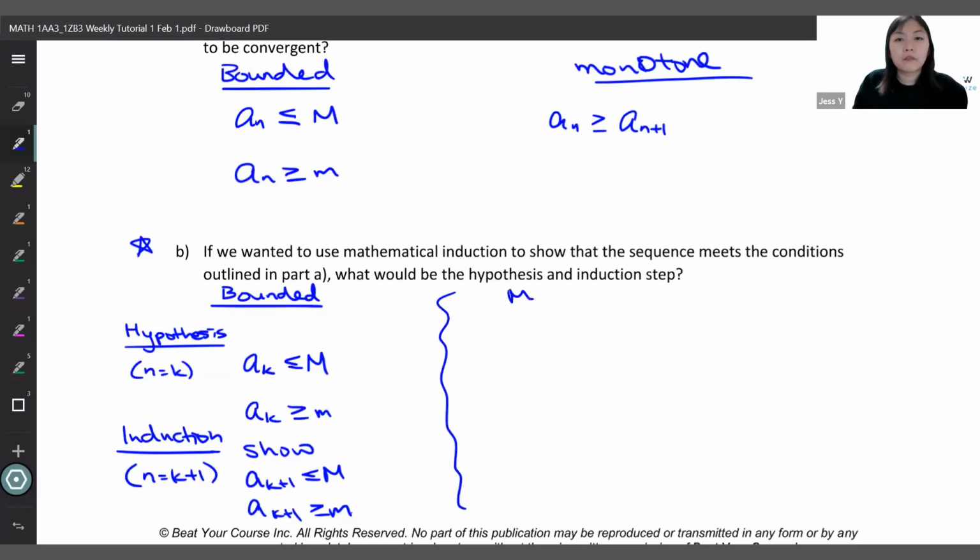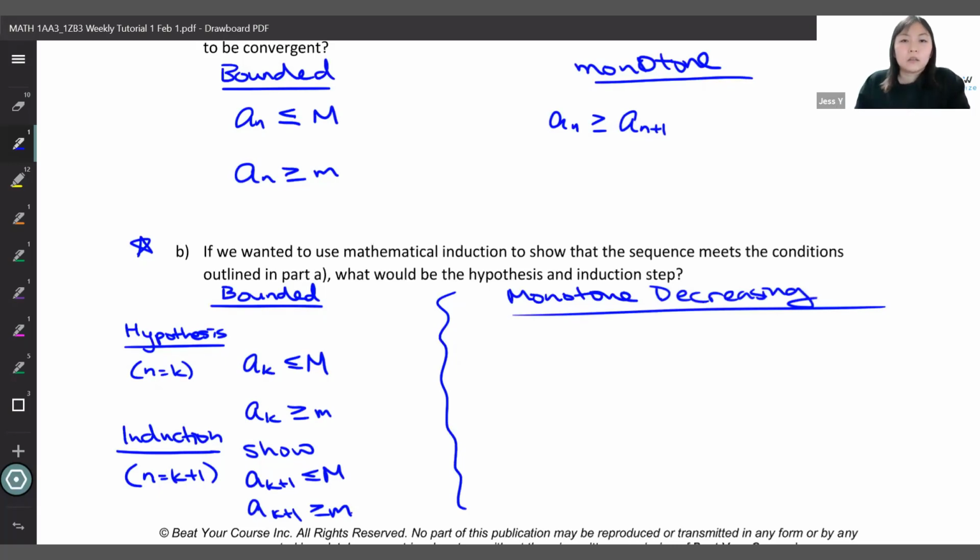Now let's do the same thing for monotone decreasing. I'll actually write it out. Decreasing. Okay. So the hypothesis, n equals k. We're assuming that this is true, meaning it's monotonically decreasing for some n equals k. So that means that a_k is greater or equal to a_(k+1).